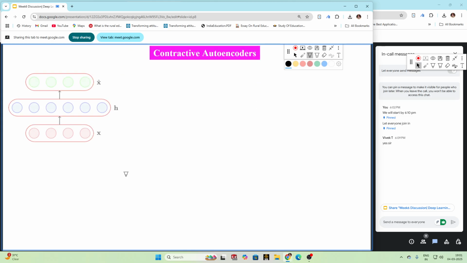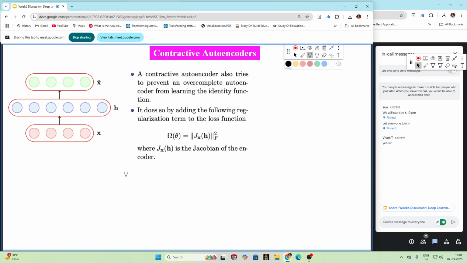Now we have the last type of autoencoder, known as contractive autoencoder. So this is an example of a contractive autoencoder. What we do is we use it mostly for the overcomplete autoencoder, because the overcomplete autoencoder has more chances of this regularization, generalization issue. That is why we use most of this regularization for the overcomplete autoencoder only. So again we will add a loss value in the form of a Jacobian matrix. So this is the added loss value.